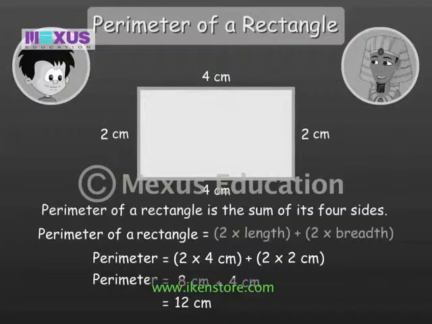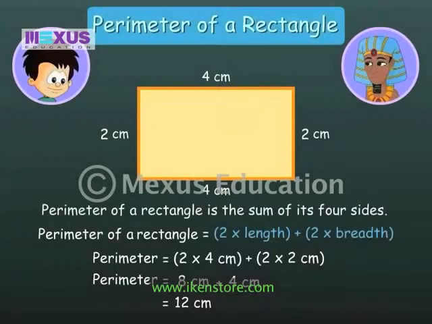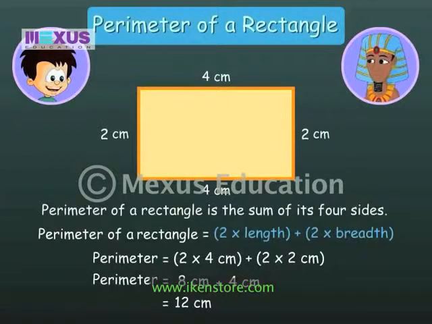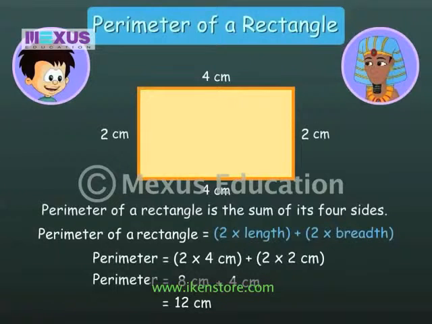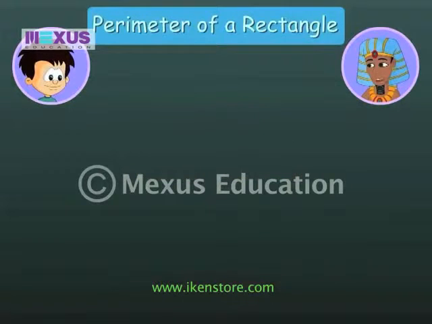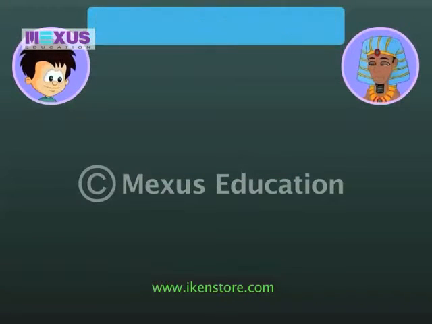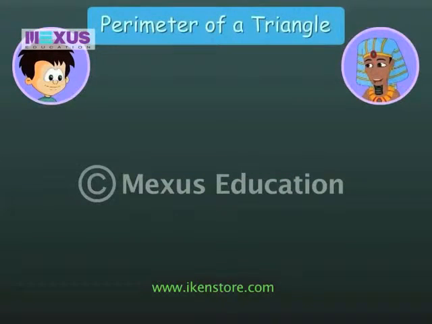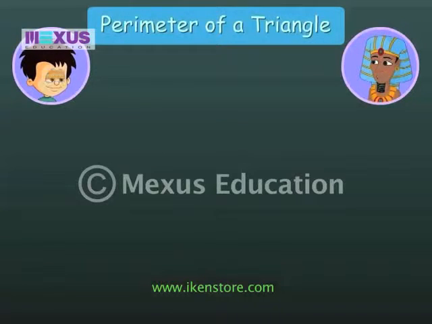Well, that was simple, wasn't it? Yes, it was. What about the perimeter of a triangle, Horace? You read my mind, JC. That's what I was going to show you next. Let's go find out about how to measure the perimeter of a triangle.